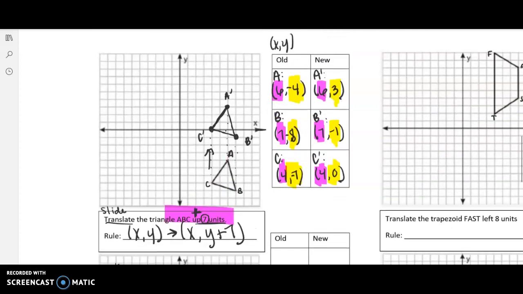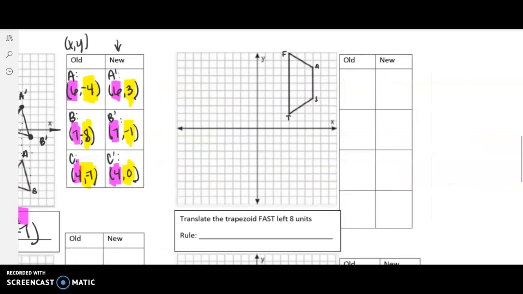And we can check that by looking, is -4 plus 7 3? Yes. Is -8 plus 7 -1? Yes. Is -7 plus 7 0? Yes. So we know that my rule worked because my new points match my rule. All right, I want you to try this one on your own and then check it with mine.